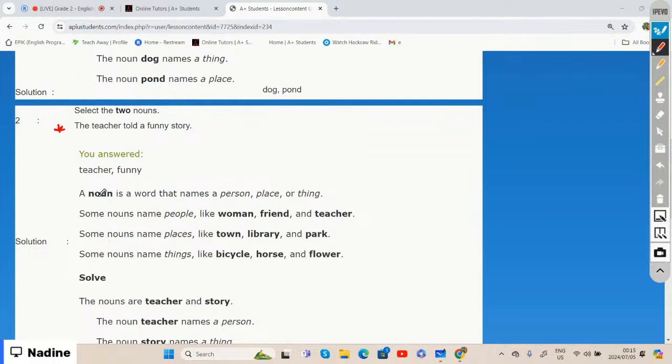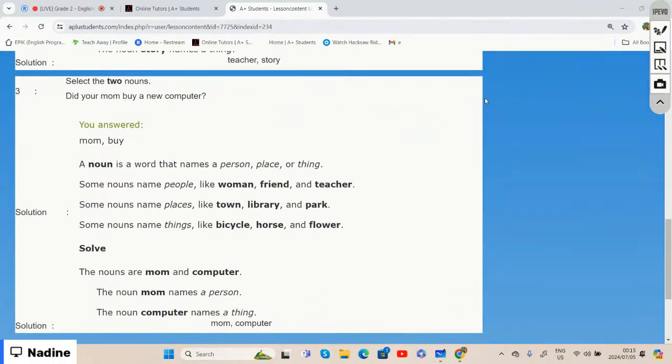All right, and if we were to select two nouns, then we can say the one being teacher, which is a person, and story, which is a thing. So those are the two nouns that we can identify within that sentence. Teacher names a person, and story names a thing. So those are the two nouns.